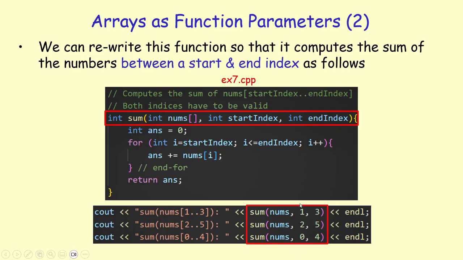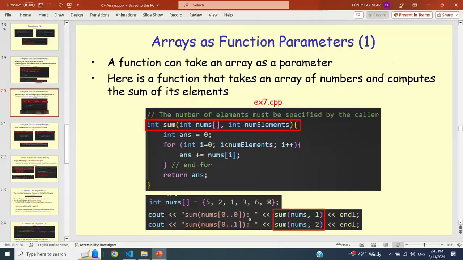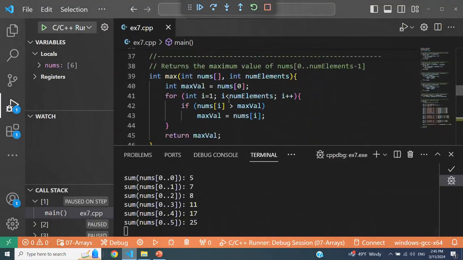And here is how I'm going to make calls to this function. So this time I need to provide 2 parameters. Nums, compute the sum of the indices from 1 to 3. So it would be 1, 2, and 3. This is from 2 to 5. This is from 0 to 4. So let's go to that example again.